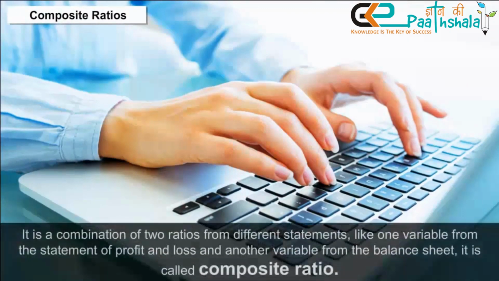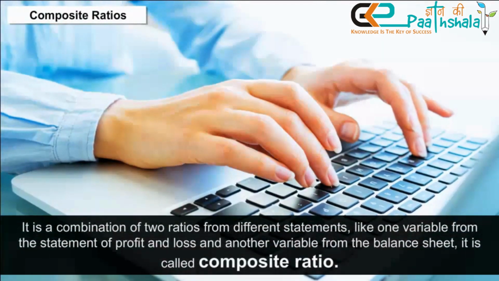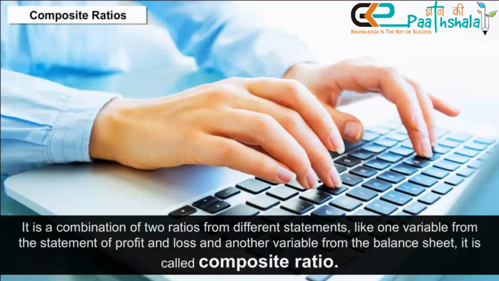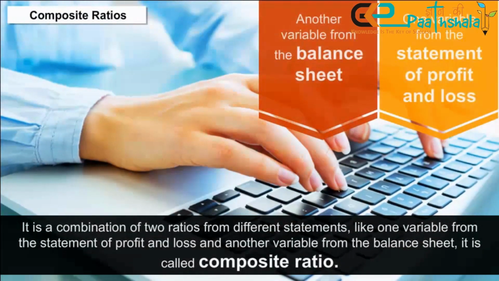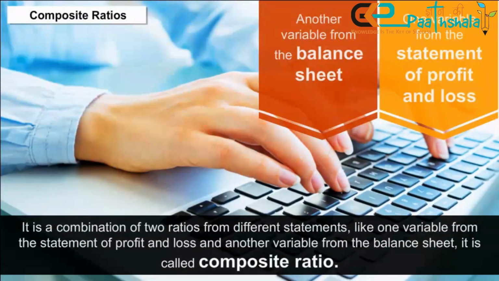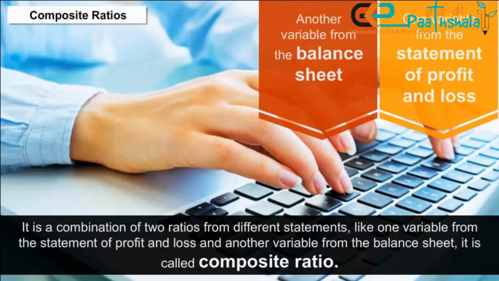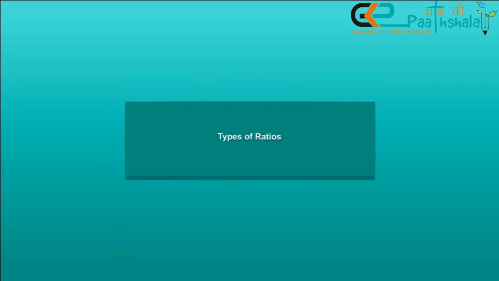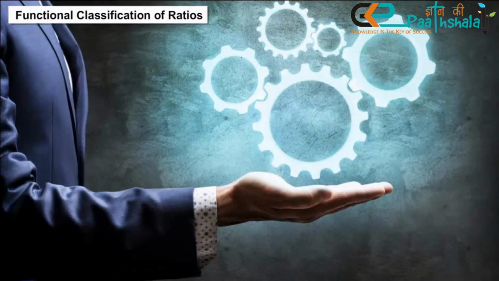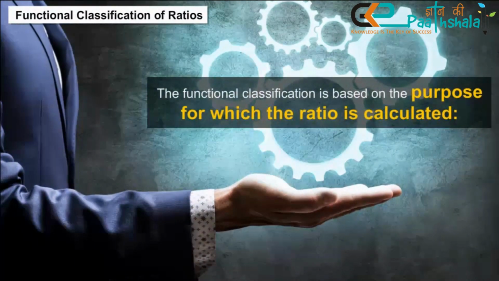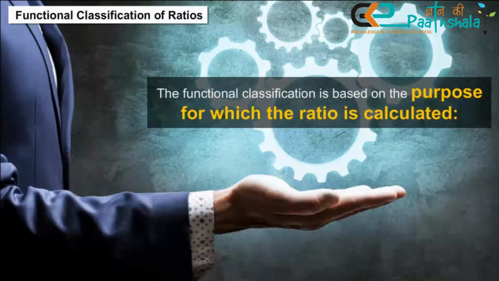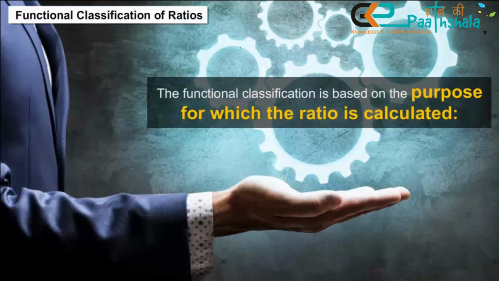Composite ratio. It is a combination of two ratios from different statements, like one variable from the statement of profit and loss and another variable from the balance sheet. It is called composite. Types of ratios. Functional classification of ratios. The functional classification is based on the purpose for which the ratio is calculated.